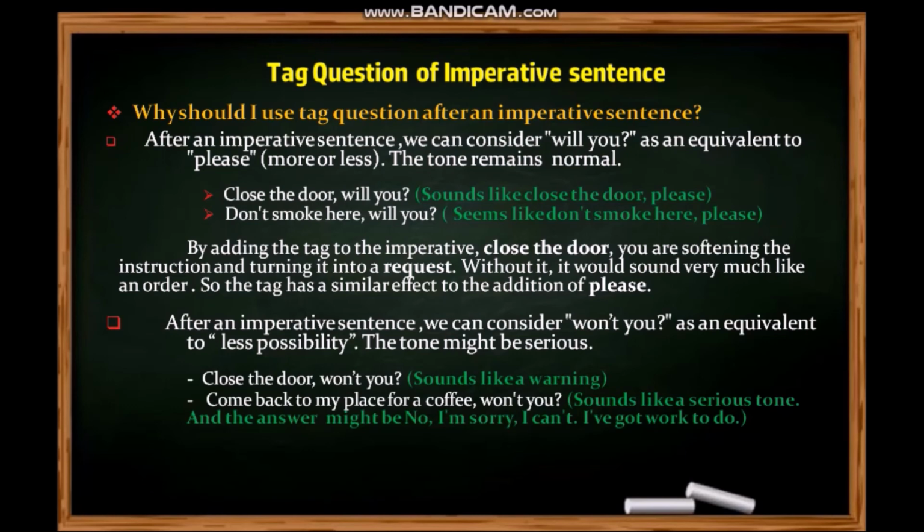The conversation might be like: come back to my place for a coffee, won't you? No, I'm sorry, I can't. I've got work to do. That means the listener is refusing the speaker's order, request or suggestion. And this is why I said there is less possibility that the listener will follow your instruction. Well everyone, this was all about tag questions of imperative sentences, and I'm telling you again, it's safe and wise to use will you for question tags in all imperative sentences unless starting with let's, and whenever you find let's, you should use shall we.